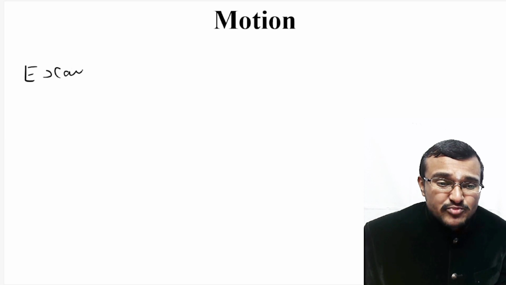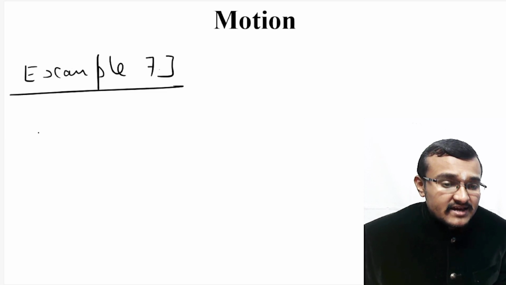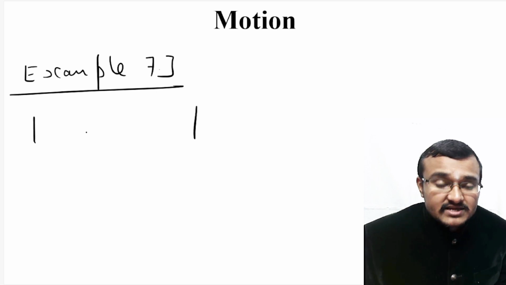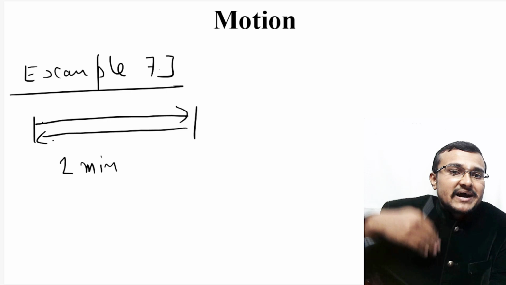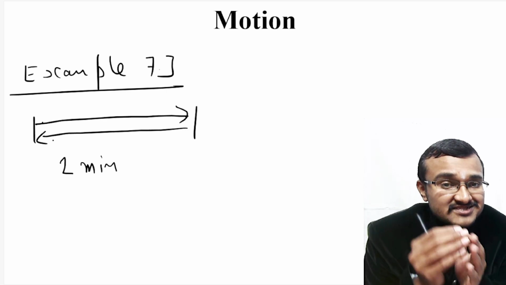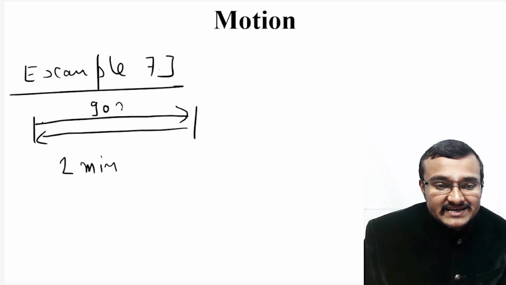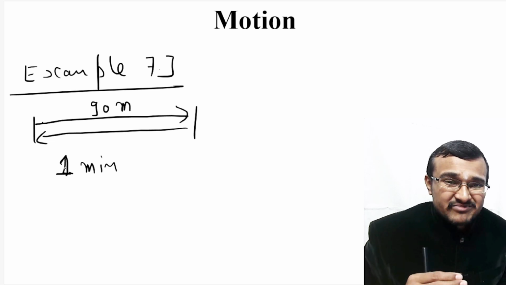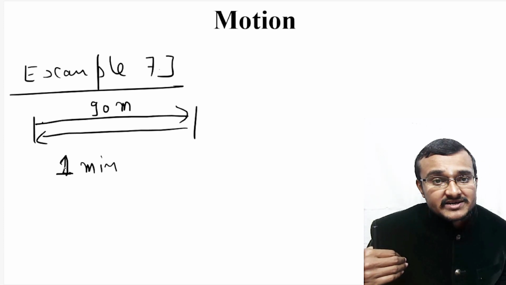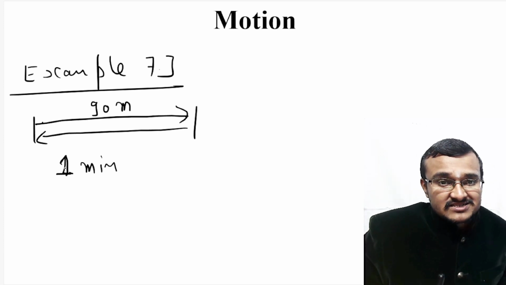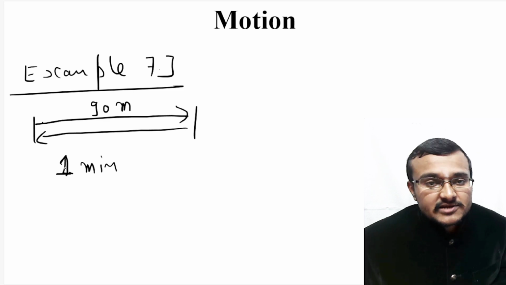Coming to example 7.3 in this particular chapter. In example 7.3, a girl is swimming in a swimming pool. To reach the opposite end of the swimming pool and come back to the initial position, she takes 1 minute. The length of the swimming pool is 90 meter. So she takes 1 minute to cover 90 meter and to come back the same 90 meter. In covering both the distances, she takes 1 minute. This is the data given in this problem.